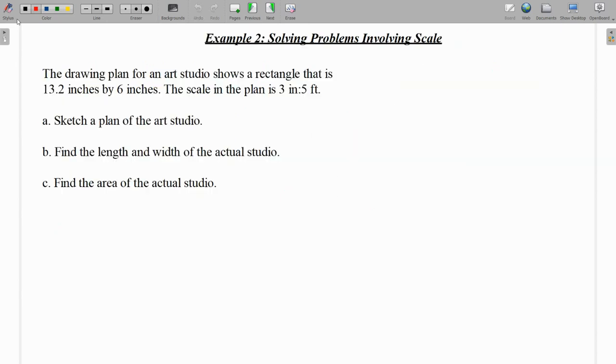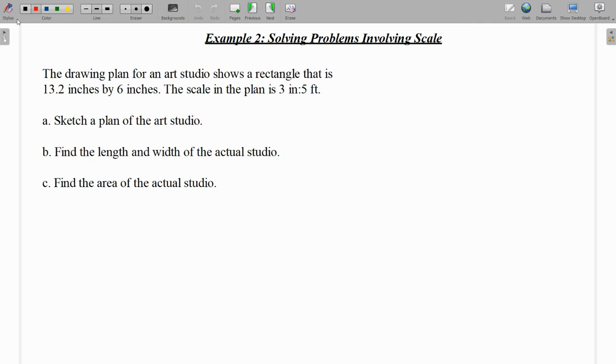In example 2 of this section, we're looking at solving problems involving scale. The drawing plan for an art studio shows a rectangle that is 13.2 inches by 6 inches. The scale in the plan is 3 inches for every 5 feet. In part A, they want us to sketch a plan of the art studio. In B, they want us to find the length and width of the actual studio. And in C, they want us to find the area of the actual studio.